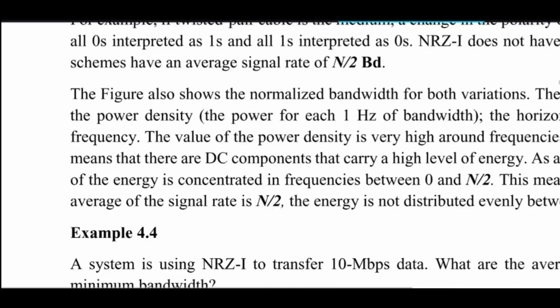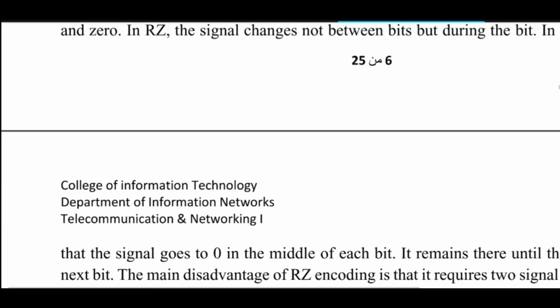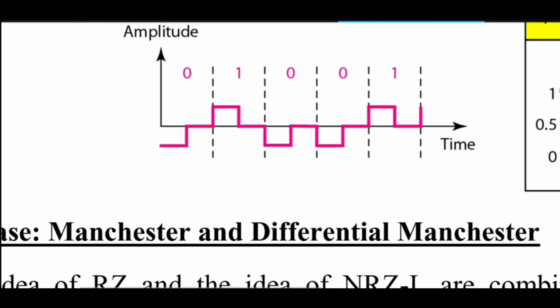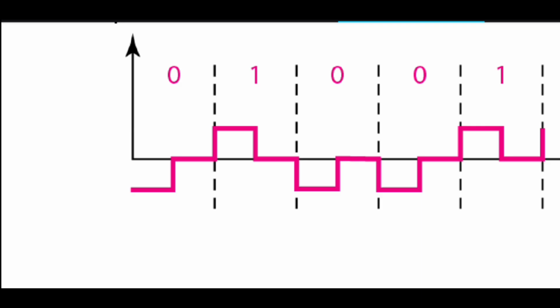Okay, then another model, the return to 0 model. Return to 0 means simply that in the middle of the signal, or in the middle of the time pulse, it will return to 0. Okay, similar.